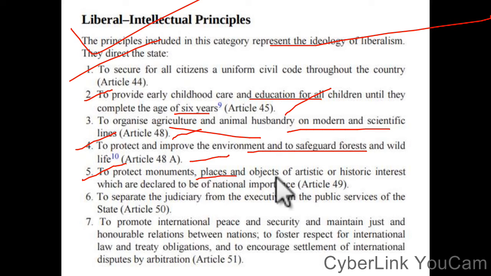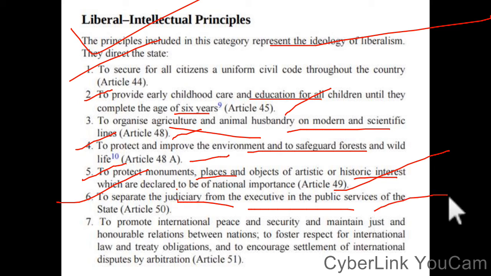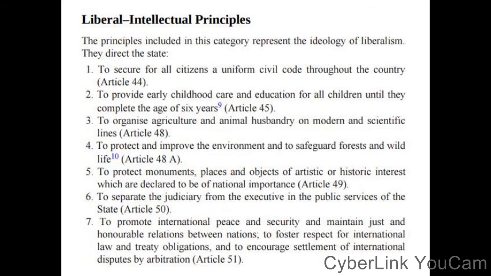To protect monuments, places and objects of historic interest which are declared to be of national importance, Article 49. To separate the judiciary from the executive in the public services of the state, Article 50. To promote international peace and security, maintain just and honorable relations between nations, foster respect for international law and treaty obligations, and encourage settlement of international disputes by arbitration, Article 51.